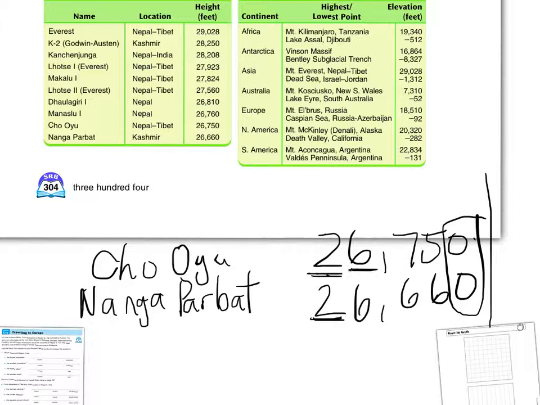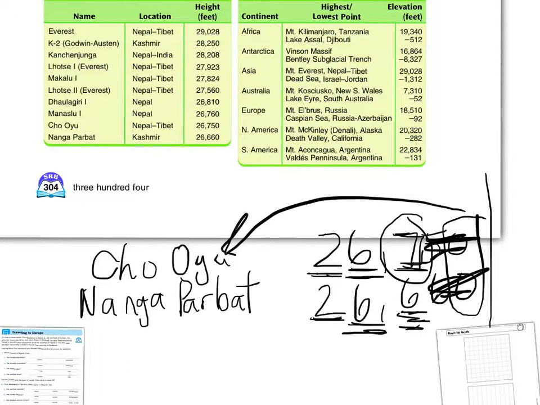If you go to the next place, the 1,000ths place, they each have a 6. So they're still the same. They're still the exact same. If you go to the 100ths place, they have a 7 for Cho Oyu and a 6 for the Nanga Parbat. So instantly, who cares about the last 2 digits? Instantly, the Cho Oyu is bigger than the Nanga Parbat. So this would be bigger, only because of that right there, it tells you it's bigger.